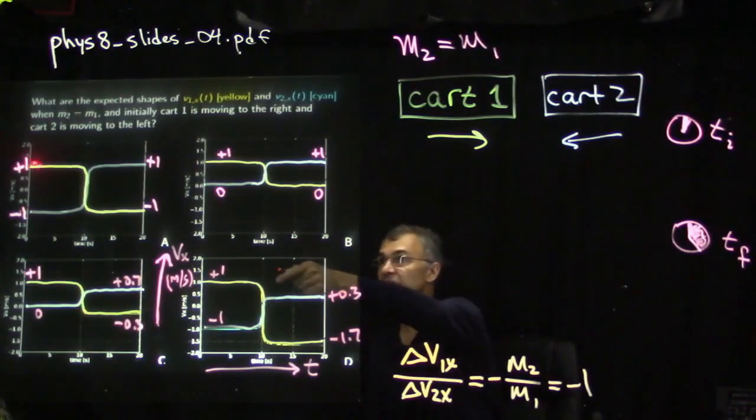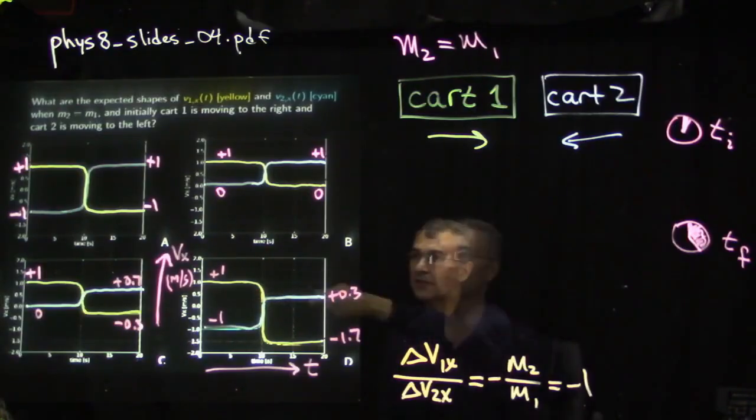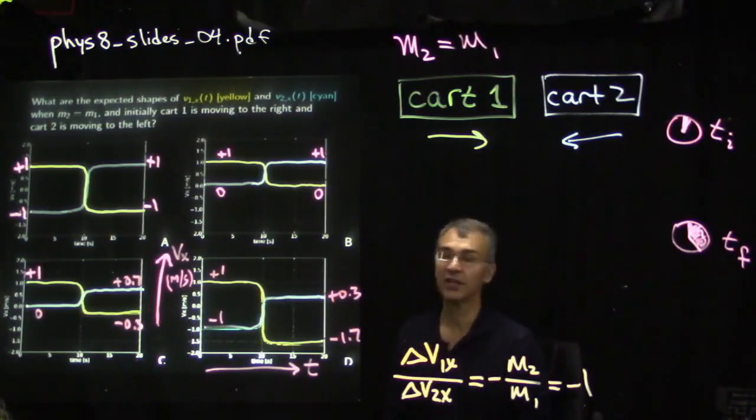This seems like a change of -2 units, from +1 to -1 meter per second for cart 1. For cart 2, it looks like a change of +2 units, from -1 to +1 meter per second. So the ratio of changes in velocity in the x direction is correct. It's -1, which equals the ratio -m2 over m1.